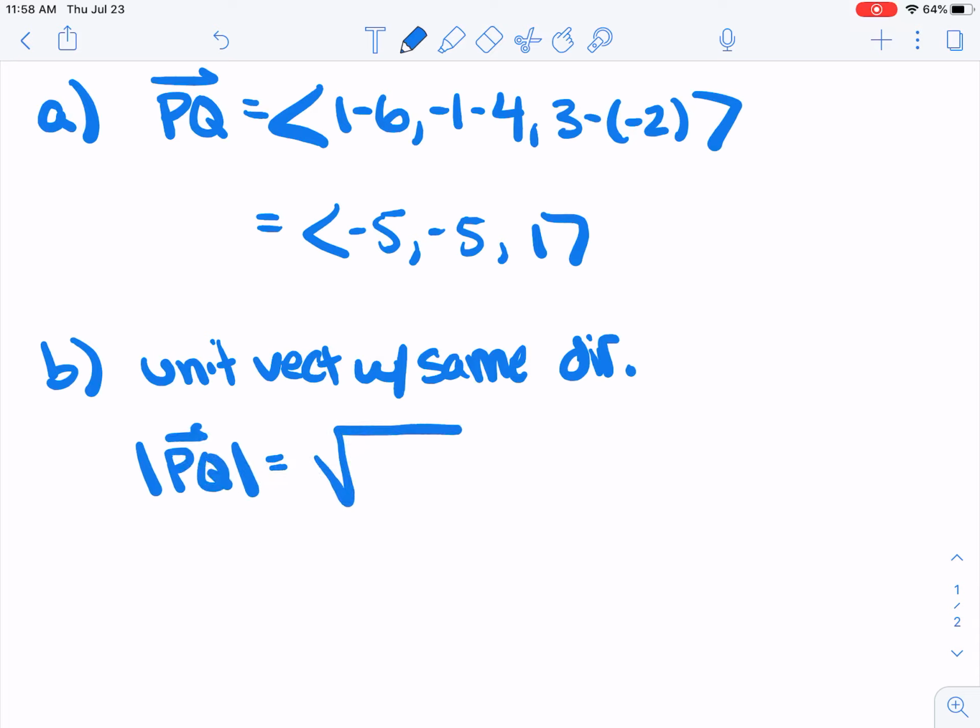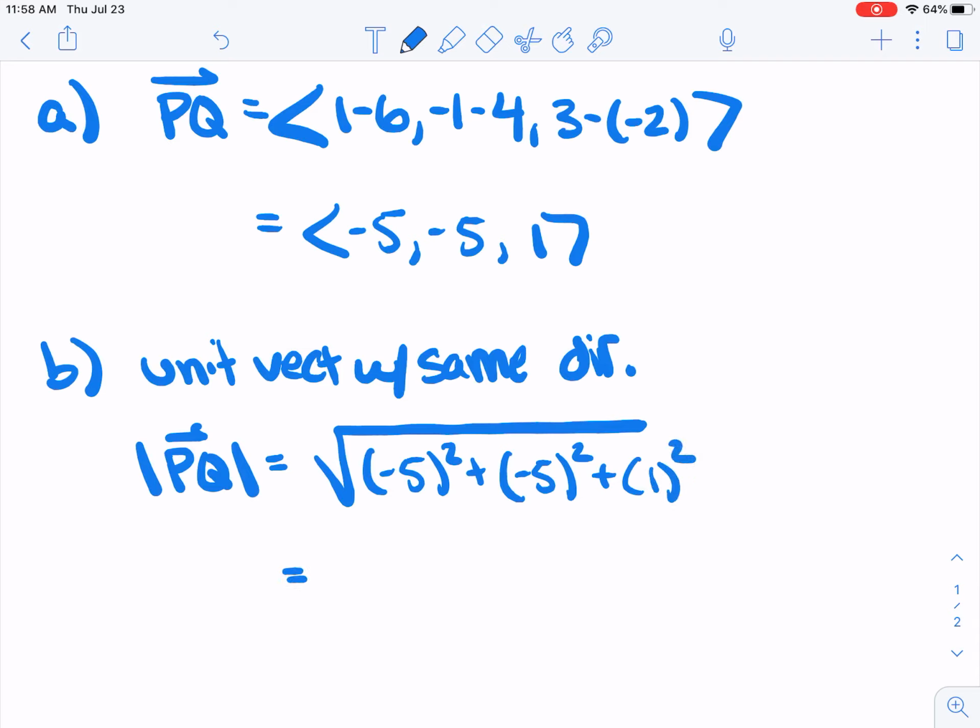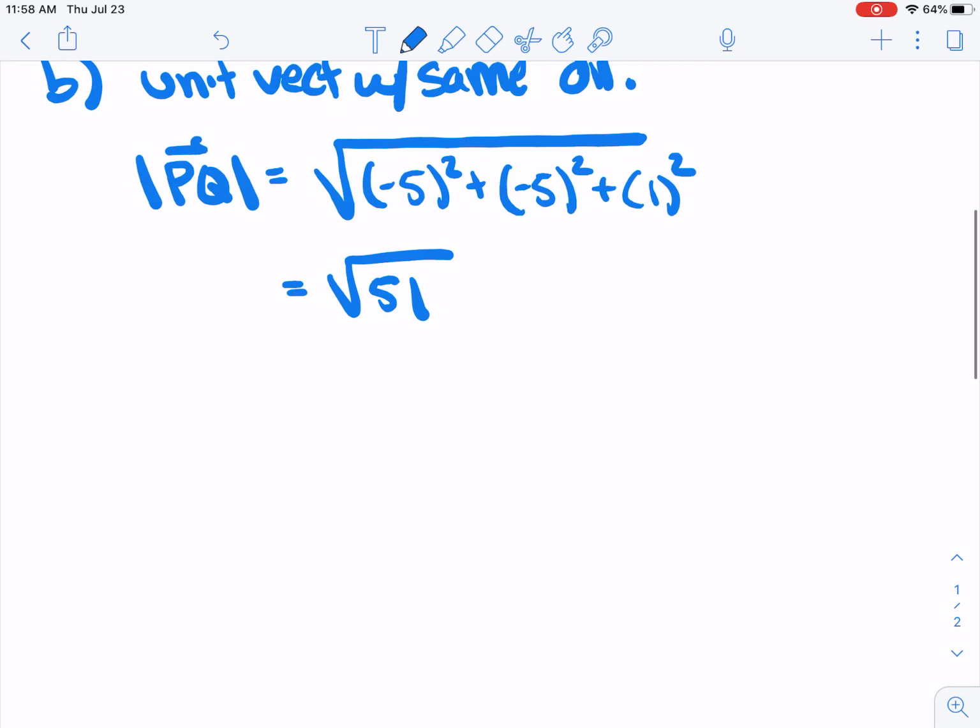So the magnitude of PQ is the square root of the first component squared plus second component squared plus the third component squared. So this is 25 plus 25 plus 1. This is the square root of 51. It's not a perfect square. We just leave it like that. I think that's 17 times 3, so we can't really modify the square root at all. So that's the length of PQ.